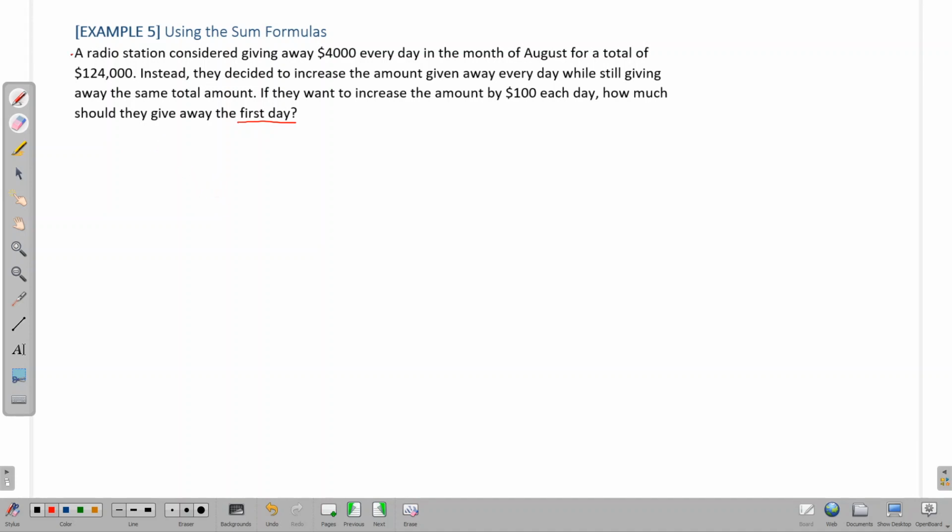Okay, so to make sure we're clear, this thing is out. We're not doing that anymore, right? It's not $4,000 every day. It's going to start with some unknown amount, which we have to find, and then we're adding $100 more each time. So the fact that we're increasing by $100 each following day tells us that this is arithmetic.